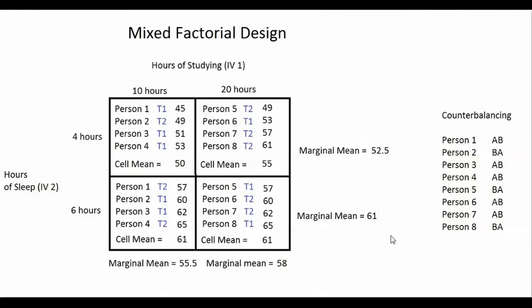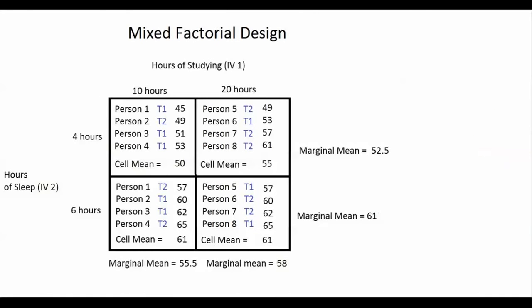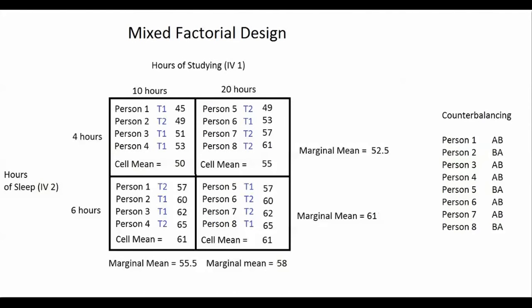So I told you that in a mixed factorial design, there's two ways to set up the experiment. Either you can assign each participant to one row or the other and have them go through both columns, like we did here. Or you can assign each participant to one column or the other and have them go through both rows, like we did here. They're both considered mixed factorial designs.